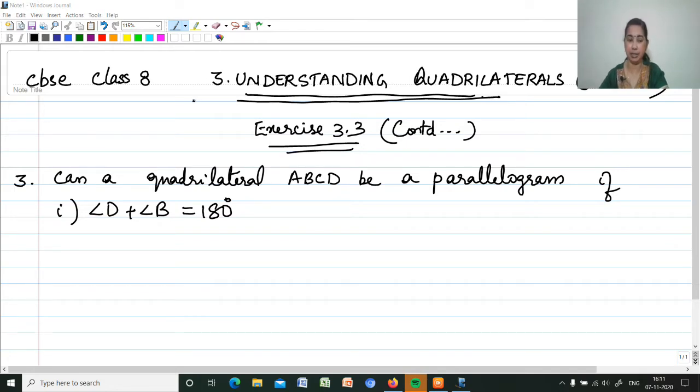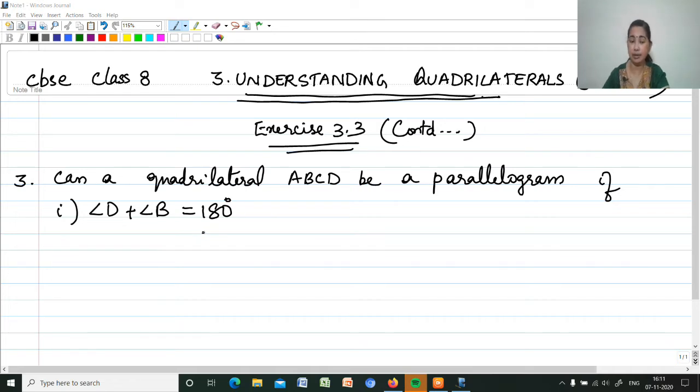Today I am discussing CBSE Class 8 Chapter 3 Understanding Quadrilaterals. We are continuing the chapter. Last video we were discussing exercise 3.3. We are continuing with question number 3 onwards. Third question: Can a quadrilateral ABCD be a parallelogram if angle D plus angle B is equal to 180?